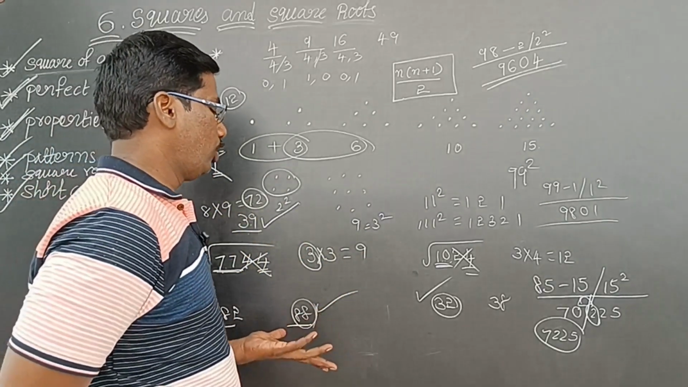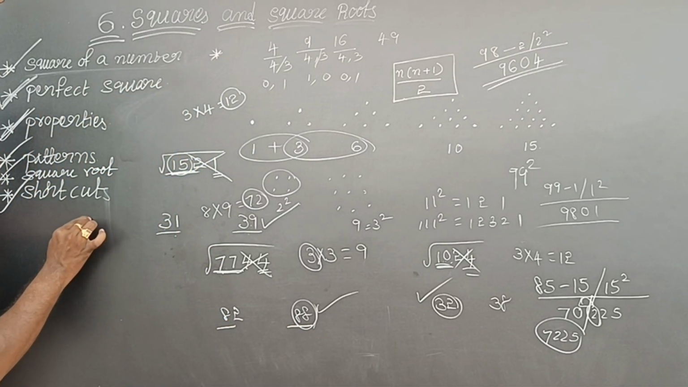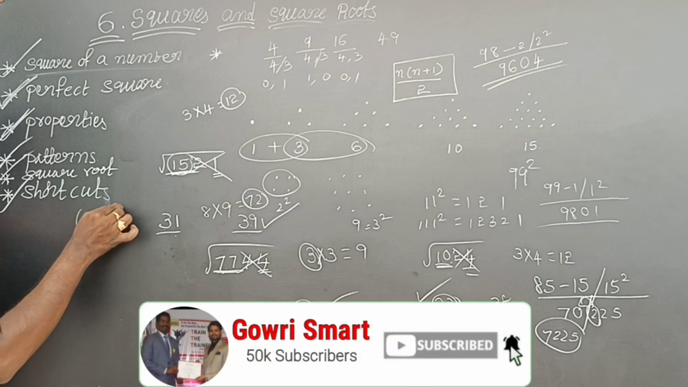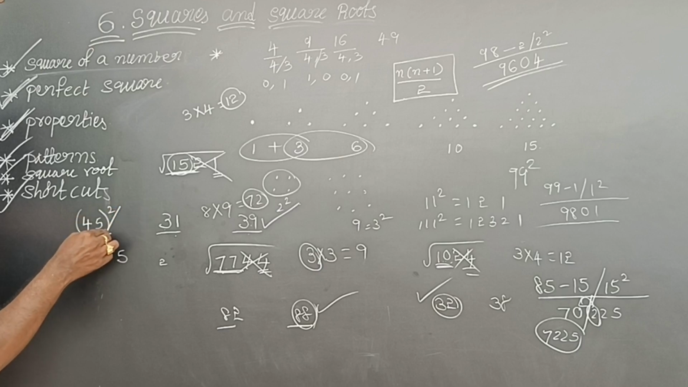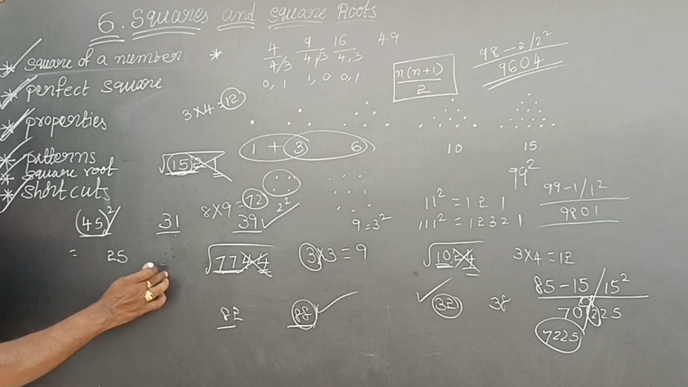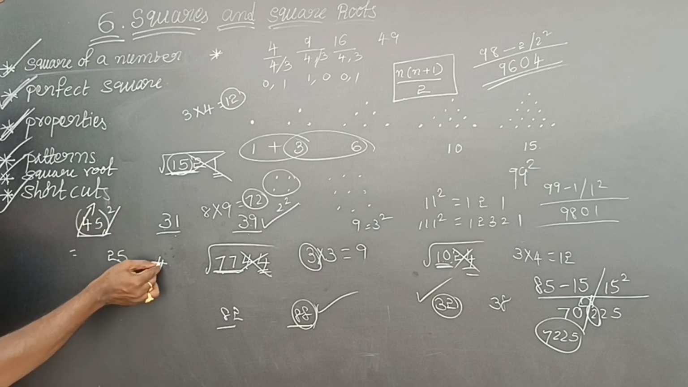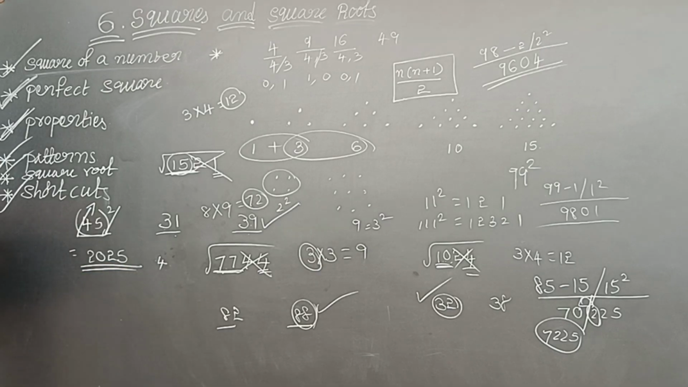Now I will say the square of any number. Listen. I want to find 45 square. You do like this. 5 square is 25. So 2 should be kept outside. Now 5 2s are 10, 10 4s are 40. 40 plus 2 is 42. Now write 4 here. Next, 4 square is 16. 16 plus 4 is 20. So 2025.